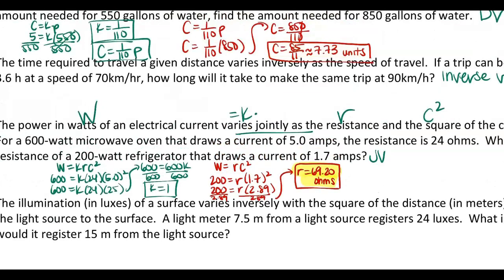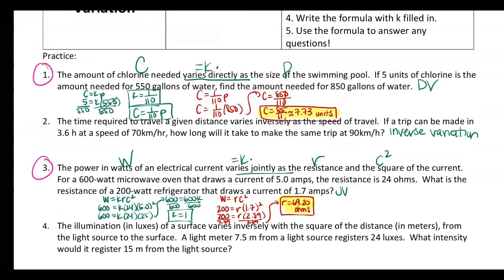Let me highlight this one too. And let's look at the last question. I'm not going to go through the last question, but I at least want to give you what your type of variation is so you know what to do later. Okay, the last question. The illumination in luxes, I hope that's right, of a surface varies inversely with the square of the distance in meters from the light source to a surface.